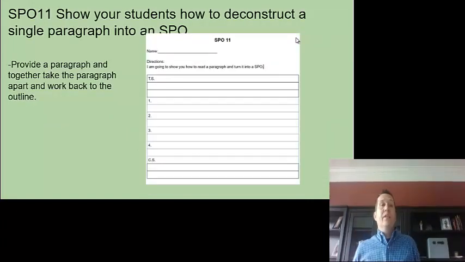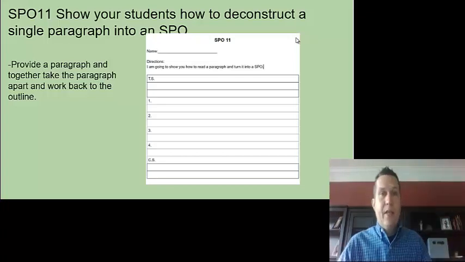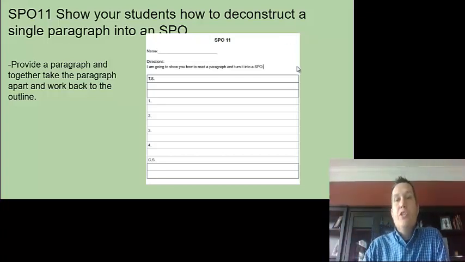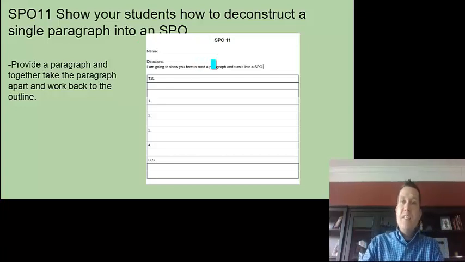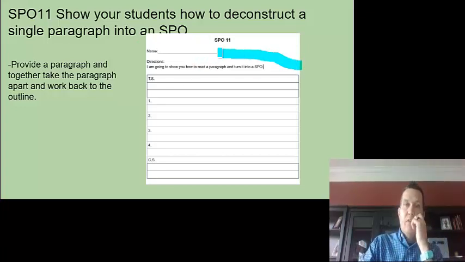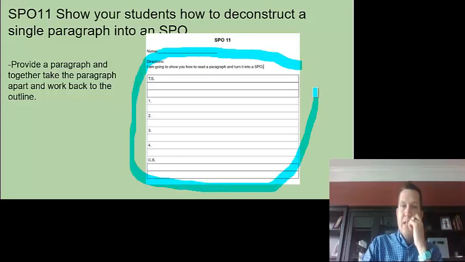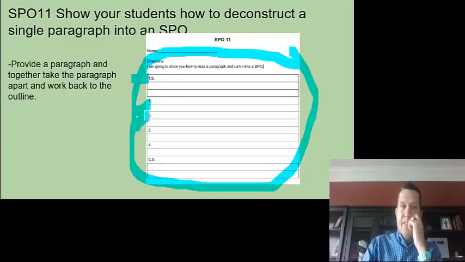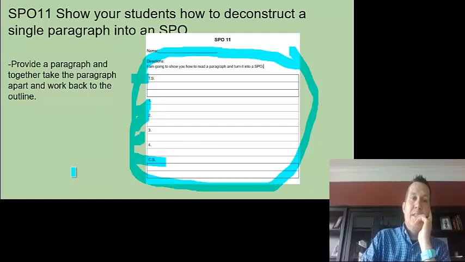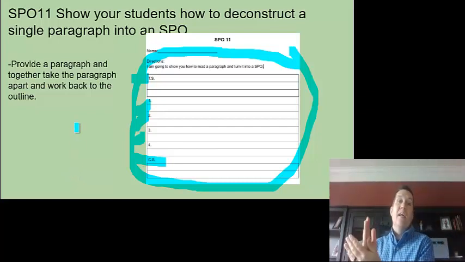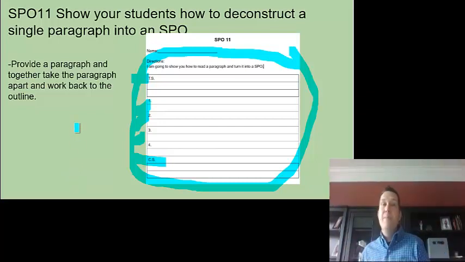All right, so standard number 11. Show your students how to deconstruct a single paragraph into an SPO. So you can see this is actually an overall SPO framework that you can use. You have your topic sentence, your supporting details. You wouldn't always need 4, but it has 4 there. You could even have more. And then you have your C.S., or concluding sentence. So in this one, you're going to show students how to deconstruct a single paragraph.